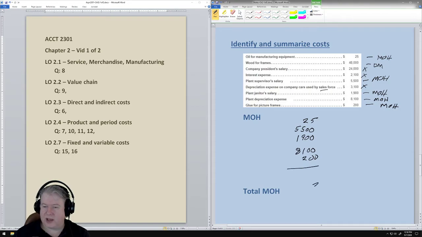And what would our total be? Well, that's 2, 5, 10, 7, 8, 9, 10, 1575. Does that look right?